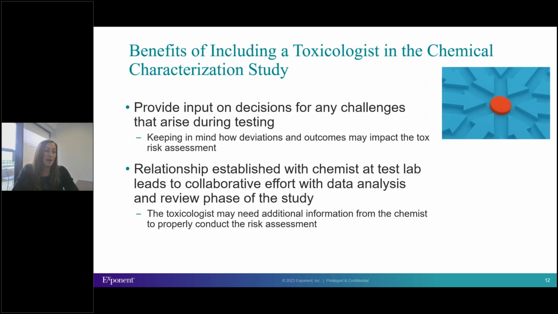We also provide input on decisions for any challenges or issues that arise during testing, as I mentioned earlier, keeping in mind how any deviations and specific outcomes could impact the tox risk assessment, which of course we want to ultimately be favorable. As I said before, it's really important to establish a relationship with the chemistry team and the test lab, because we can have a collaborative effort with not only the planning, but also the data analysis and review phase of the study.